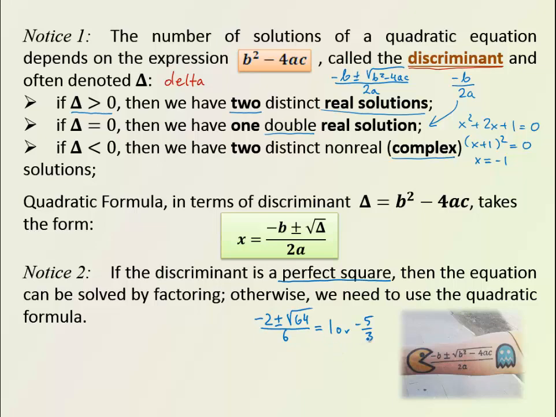If you end up with rational roots, that really means that the original equation, the equation that we worked in the previous slide, could be solved by factoring. So we didn't actually have to use the quadratic formula. We could solve it by factoring.